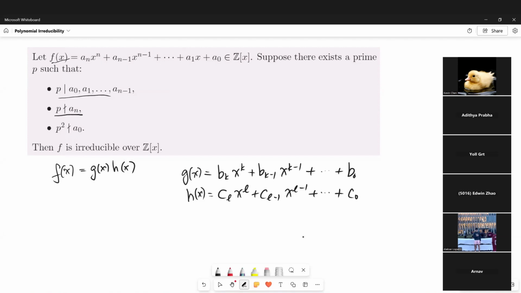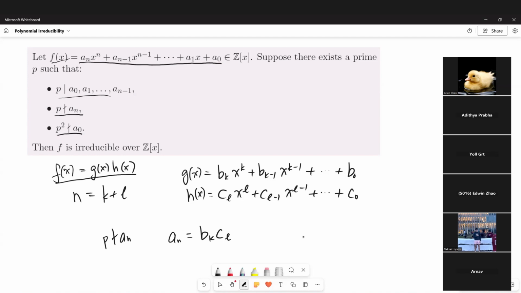The second and third are clearly the easiest ones to address. So if you look at the second one, p doesn't divide a_n. If we expand g(x) times h(x) and set it equal to this polynomial here, we can see clearly that a_n is equal to b_k times c_l. And also, since f is equal to g times h, note the degree of f, which is n, is equal to k plus l.